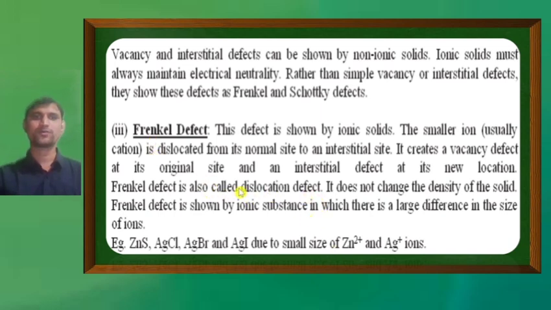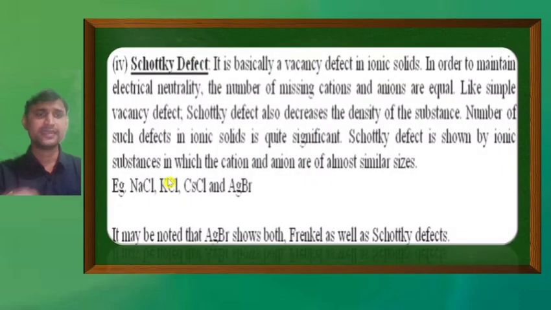This is a very important point. For example, ZnS, AgCl, that is silver chloride, silver bromide, silver iodide, due to the small size of Zn2+ and Ag+ ions. These are the examples. Frenkel defect mainly occurs if the cations are smaller in size. This is important to note.